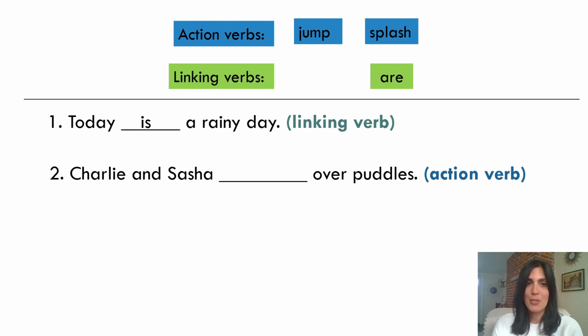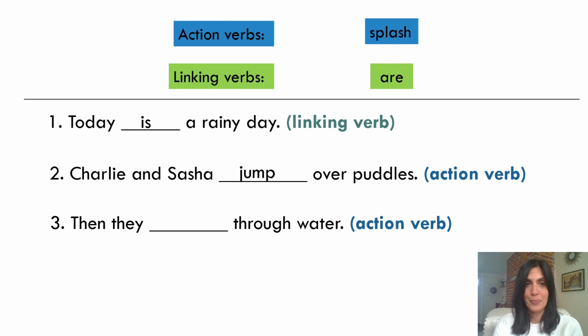Let's listen to number 2. It reads, Charlie and Sasha blank over puddles. This sentence is missing an action verb. Which one of those action verbs, jump or splash, tells me what Charlie and Sasha would do over puddles? Go ahead and think. I hope you were thinking jump. Charlie and Sasha jump over puddles. Jump is an action verb.